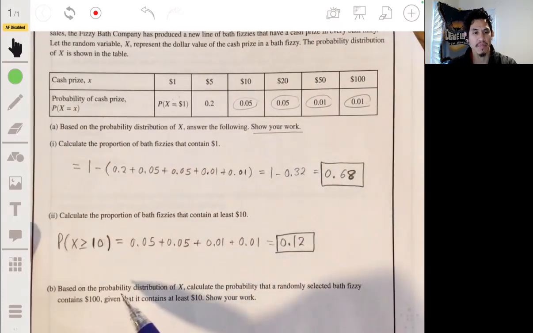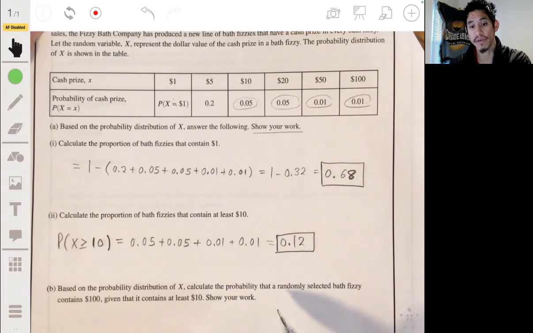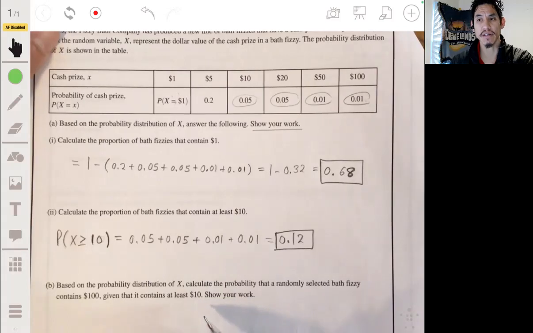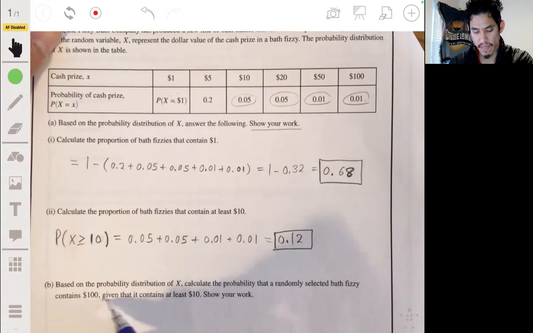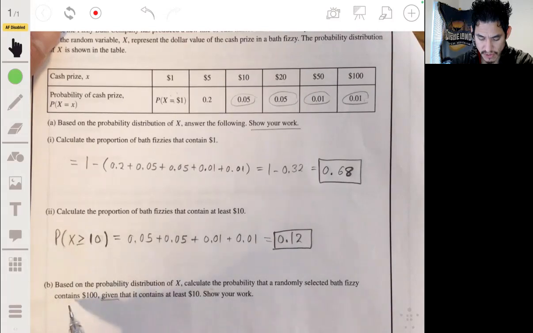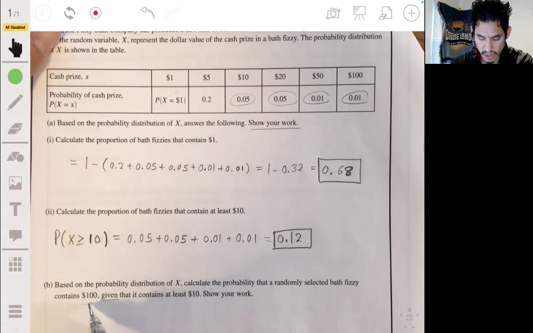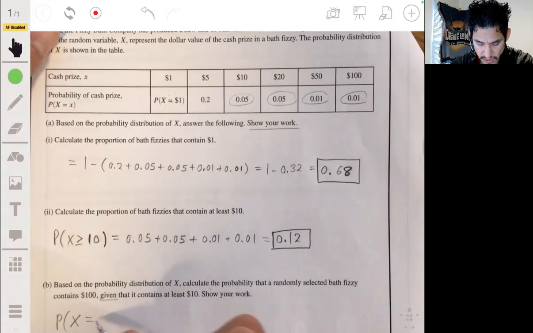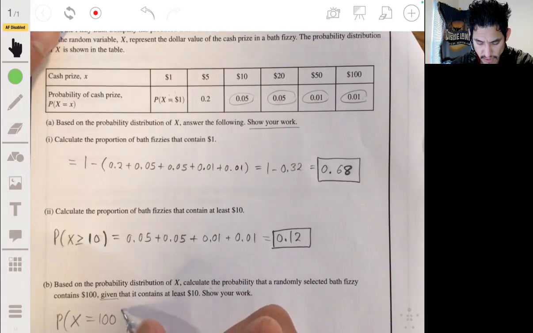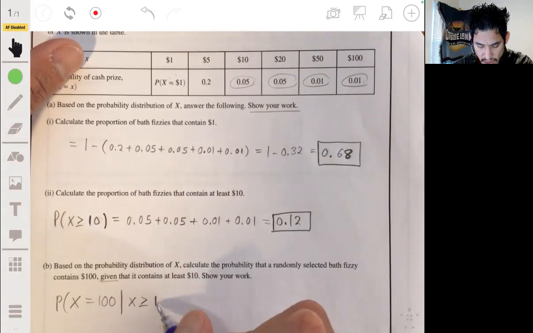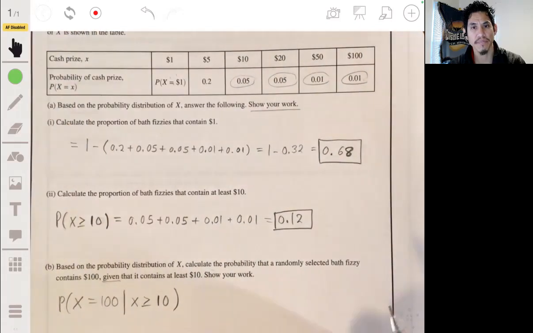All right, part B. Based on the probability distribution of X, calculate the probability that a randomly selected bath fizzy contains $100, given that it contains at least $10. Okay, so this is a conditional probability, so be careful about this detail. We want to find the probability that X is equal to 100, given that X is at least 10. So you could set up something like this.